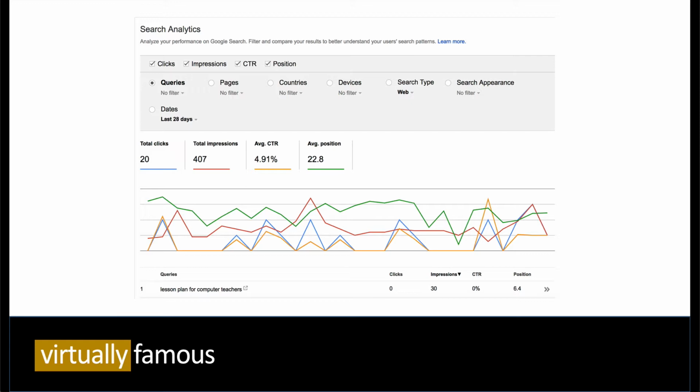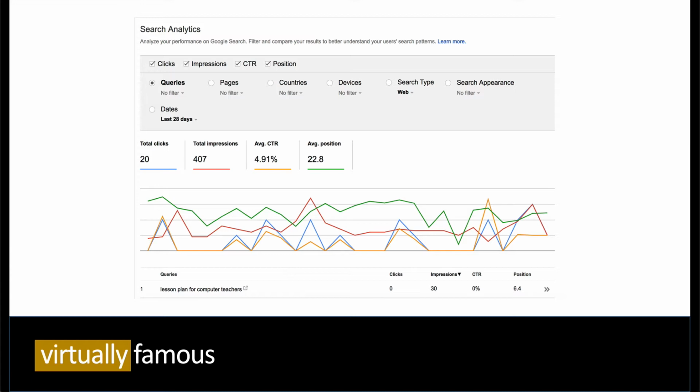Now, that's really interesting from my perspective. I look at that and I go, okay, so I'm in position 6.4. So I'm on page 1 of Google, worldwide, for lesson plans for teachers. And I'm in 6.4, so I'm not that far from the first position. And yet I've had no clicks for that out of 30 times I've shown up. So it tells me people who are searching for that are not going down to position 6 or 7 to click a link. Now that's powerful information.